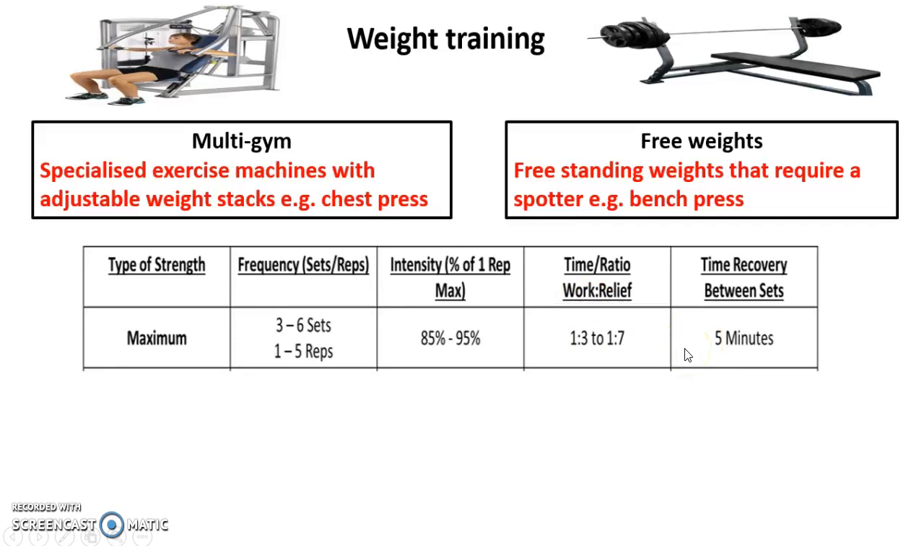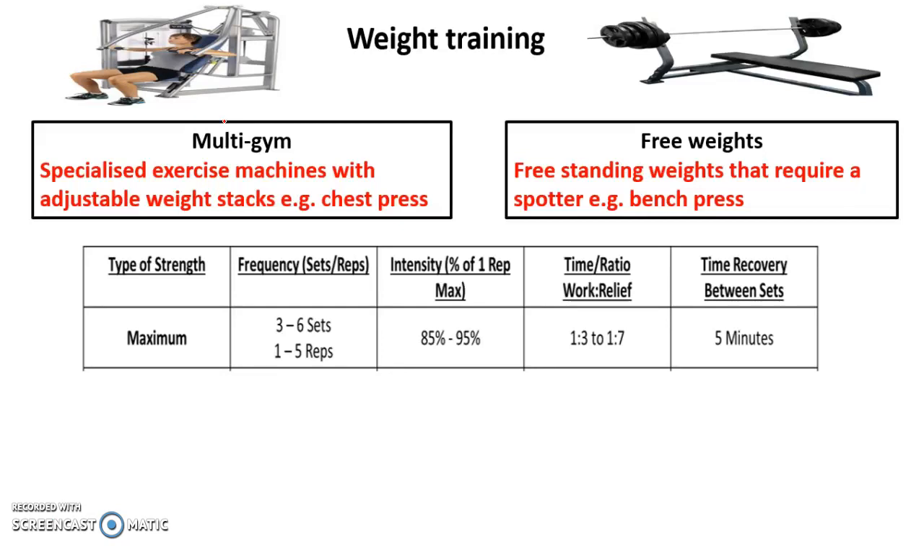Now, if you're talking about a weight training activity in an exam question, and you have to give a type, you would link your information to it. If the question asked about free weights, or you were going to give a free weight example, you'd be looking at things such as bench press. You'd also be looking at things such as squat, for example. But if it was a multi-gym session, it might be chest press or shoulder press on a weights machine.